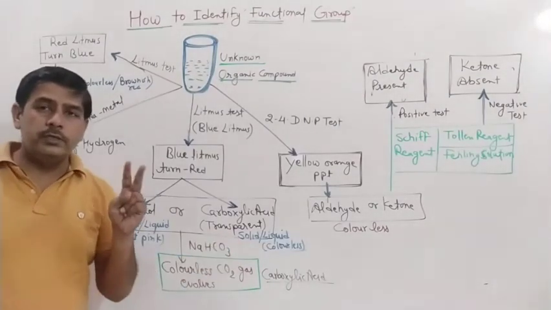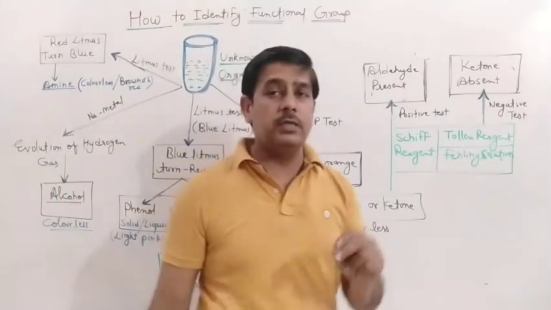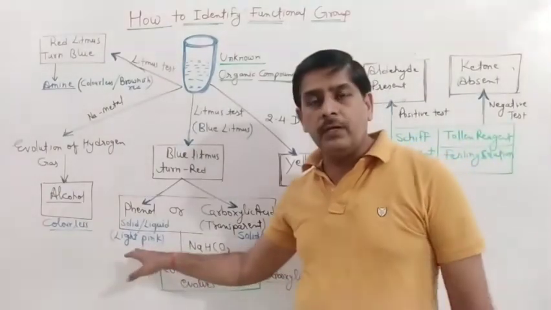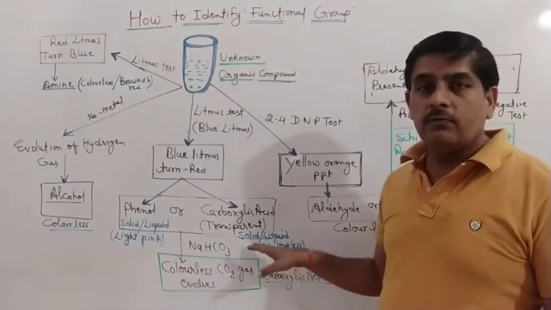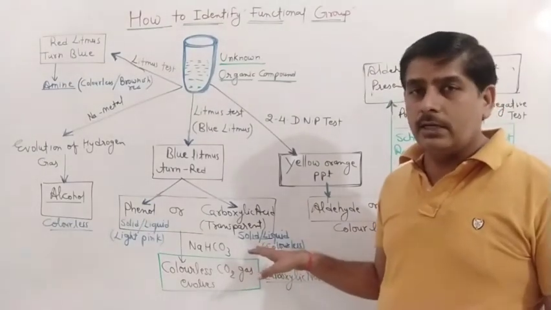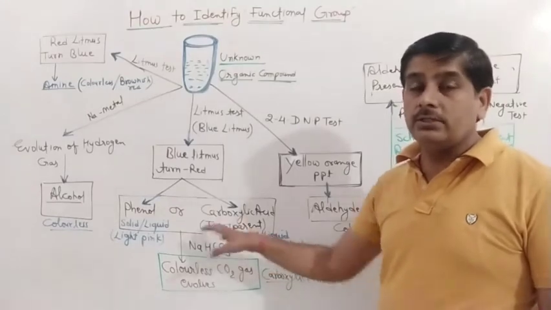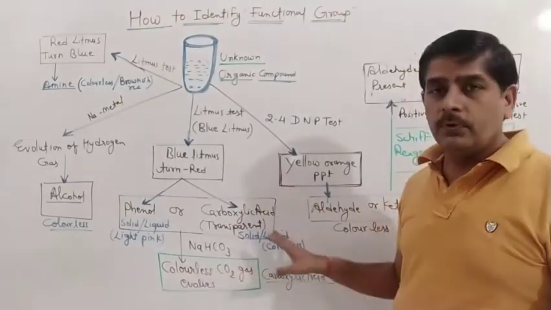If you have been given a solid organic substance in winter, and it is light pink in color, it may be phenol. But if it is not pink, and is a white, transparent, colorless solid, it may be carboxylic acid, because it is not changing its color. So you can easily identify. I think this is a very simple trick for you.